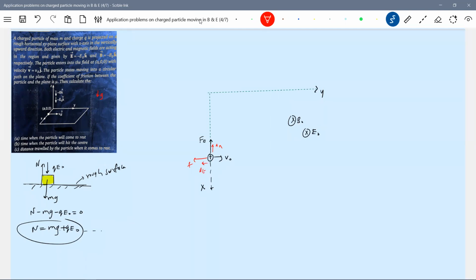Very simple analysis is what I'm trying to do here. The magnetic force will try to provide the required centripetal force, and the friction will provide a tangential retardation. So let's write the equation. What can be the path of the particle? First we'll get into the mathematics. So qB naught v should be equal to mv square by r.